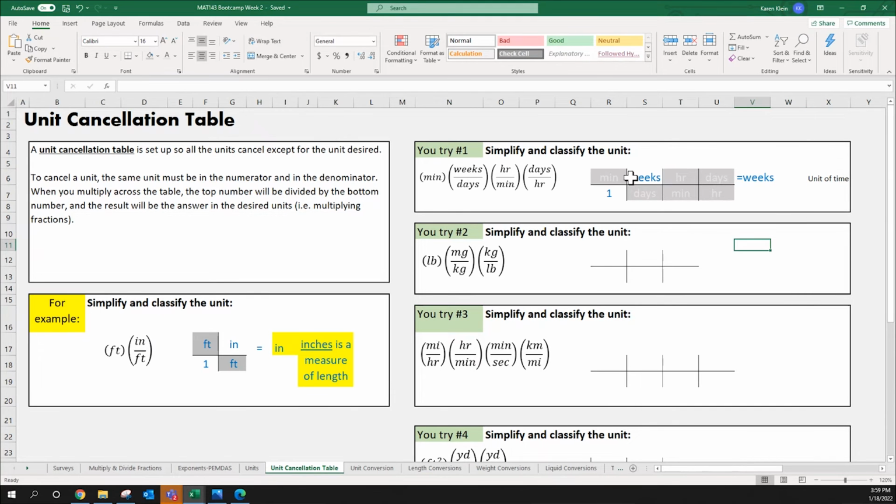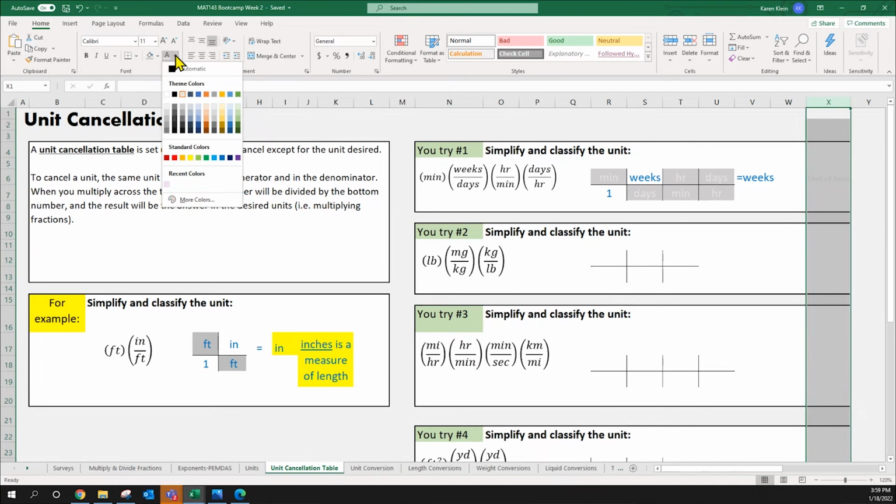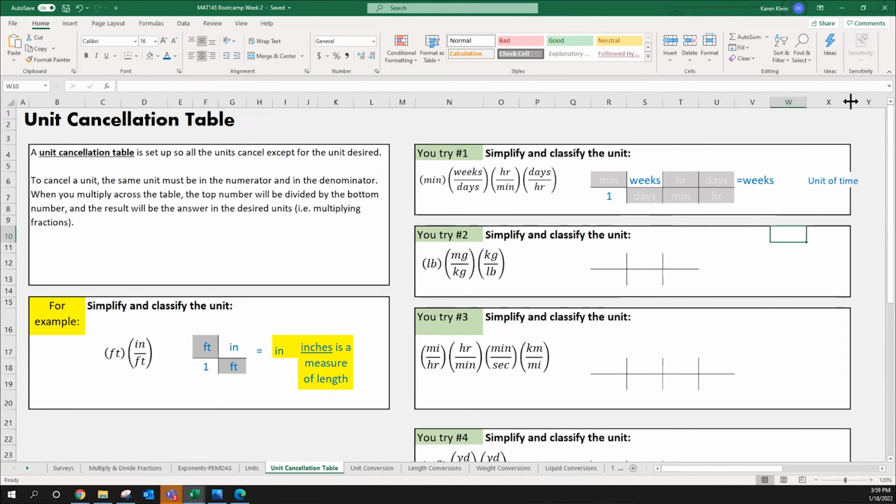So we're going to simplify these units by multiplying them together, reducing out the things that are going to cancel out, and then we're going to list what the name of that unit is and what it belongs to. So this first one is a unit of time.